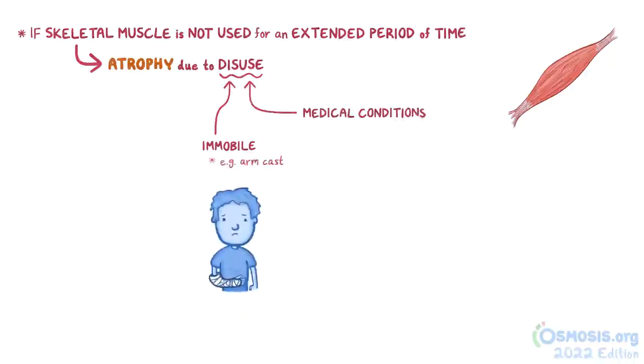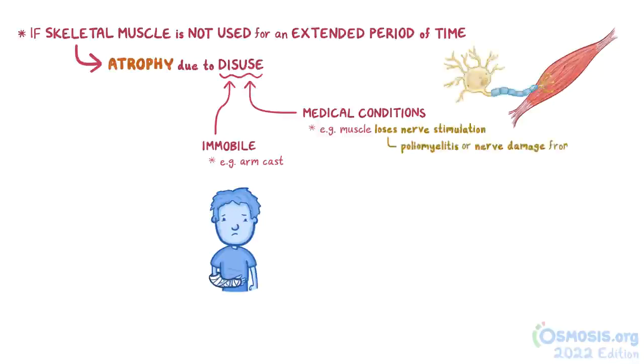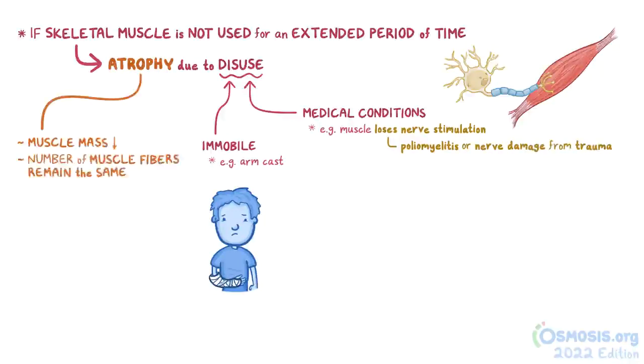Atrophy can also occur when a muscle loses the nerve stimulation it normally receives for contraction, which can happen in conditions such as poliomyelitis or nerve damage from significant physical trauma. Although muscle mass is decreased, the overall number of muscle fibers remains the same. The decrease in muscle mass is actually due to a decrease in myofilaments.